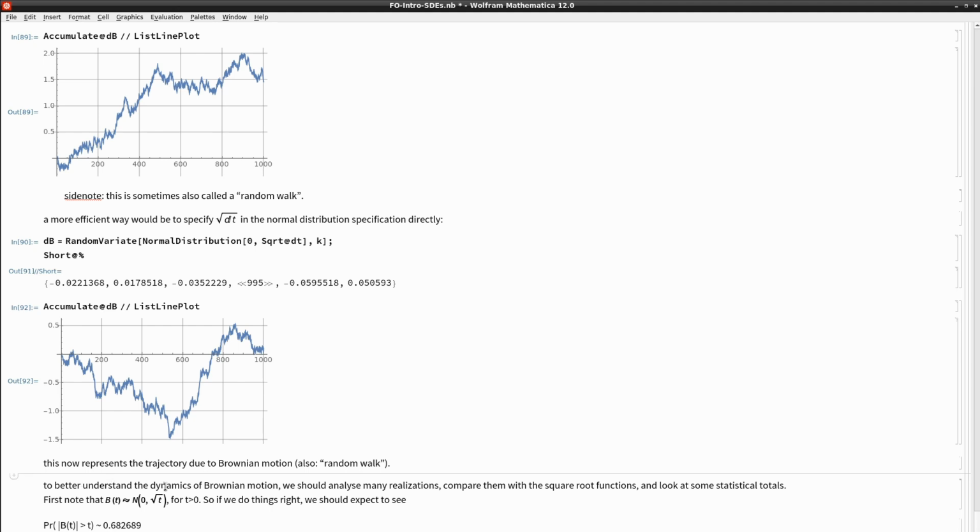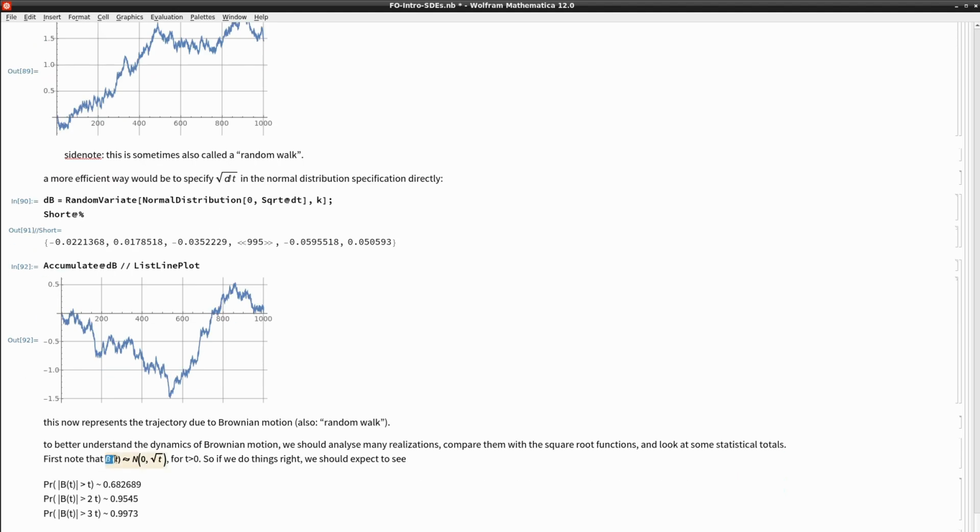And to better understand the dynamics of the Brownian motion, we should analyze many realizations. Let's do the same thing as we did above with the normal distribution, and then compare them with the square root functions and look at some statistical totals to see if we're doing things right or wrong. So first note that the Brownian motion is normally distributed with a mean of 0 and a standard deviation of the square root of t.